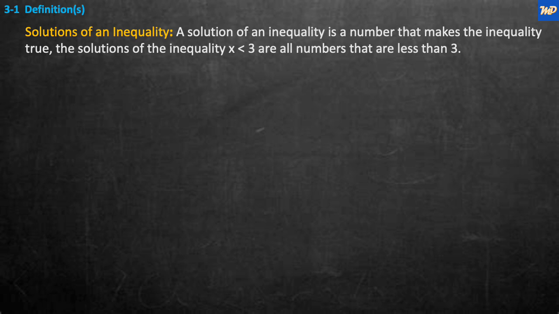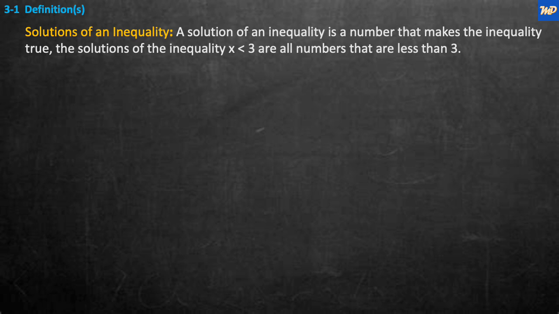So negative 4 is less than 3, 2 is less than 3, negative 1,000 is less than 3. These all make this inequality true. 7 is greater than 3. So this 7 does not make this inequality true. All numbers in this particular case less than 3. We could say less than or equal. That's another, you'll see that coming up.